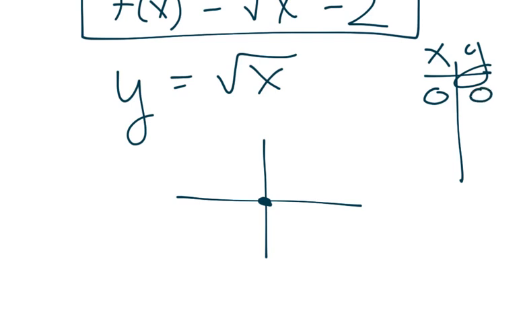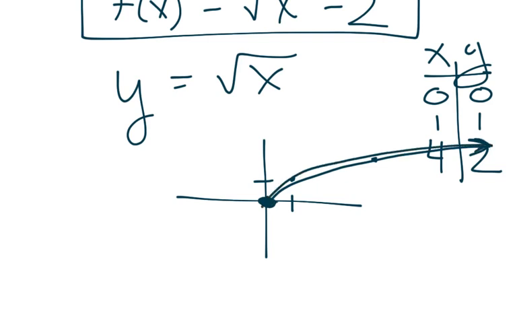What's the square root of 0? Well, 0. Let's put a 1 in there. What's the square root of 1? Yeah, 1. Let's put a 4 in there. What's the square root of 4? 2. So if we graph those points, we've got (0, 0), (1, 1), (4, 2). And so what we find out is that the graph looks like this. All right? That's what your basic square root function graph looks like.